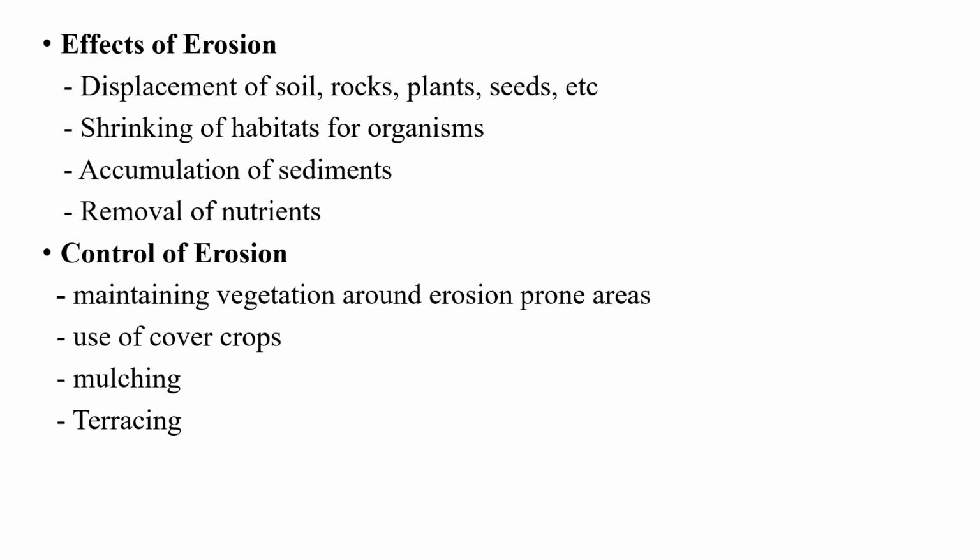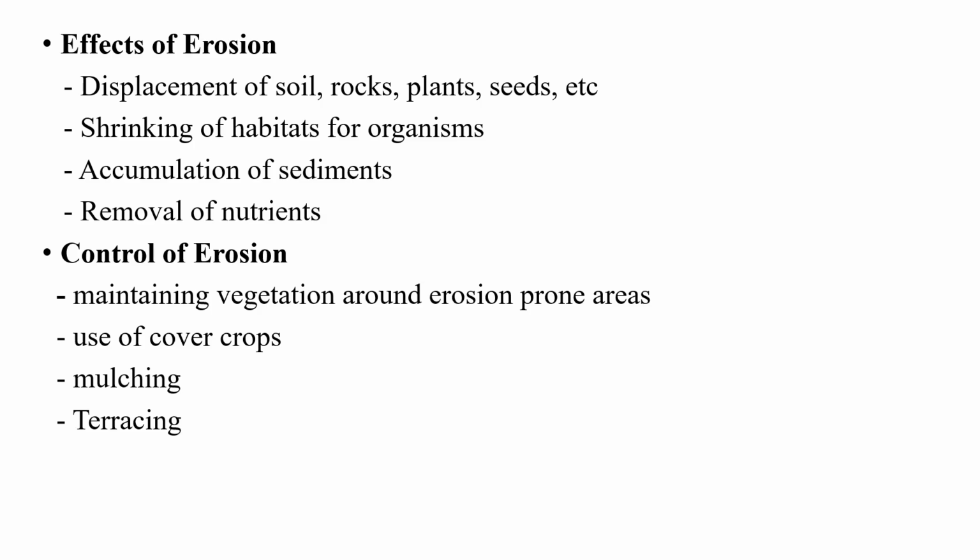Then we also have accumulation of sediment. We often see this one. That is when you have erosion, you have some things that are carried from different places, and you have them being carried to a particular place, especially on the lowland, that is the lower part of that land. Then we have removal of nutrients. When erosion takes place, definitely nutrients that are supposed to be absorbed by plants will be removed from the land, and it affects the plant, so it prevents the plants from growing appropriately.